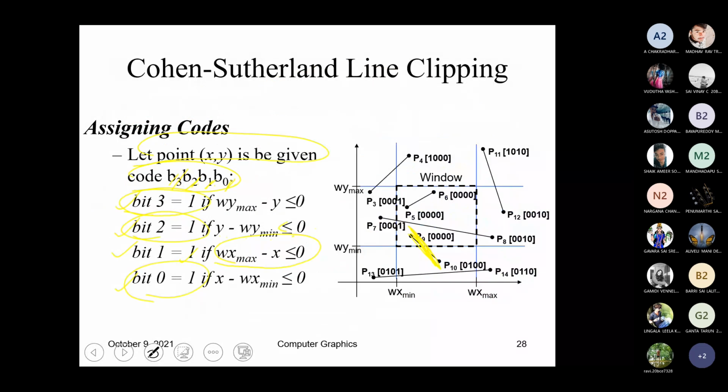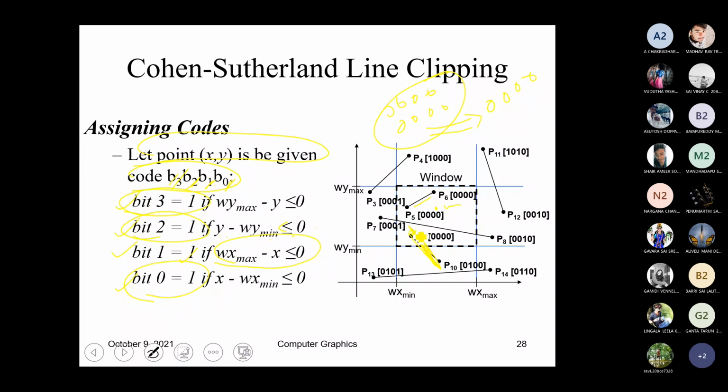Consider the points P5 and P6. What are P5 and P6? All are inside the region, right? It is inside 0000 itself. If you perform the OR operation of 0000 with 0000, what will you get? All the values are 0, right or not? So those points are inside the window. No need to clip, right? I hope all of you are with me. Understanding? Yes, ma'am.